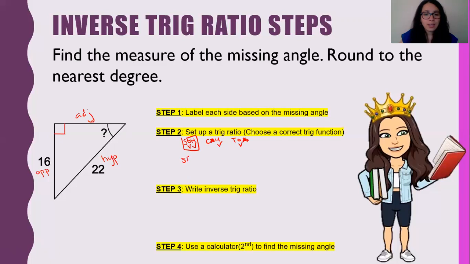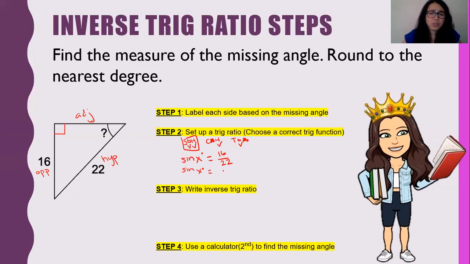So we go sine of, but notice we don't have a number. So we're just gonna put x degrees is equal to, and then they give us an opposite. They say it's 16, and they give us a hypotenuse, that's 22. So what am I gonna do? I'm gonna write sine of x degrees is equal to, and then in my calculator, I just go, what's 16 divided by 22?